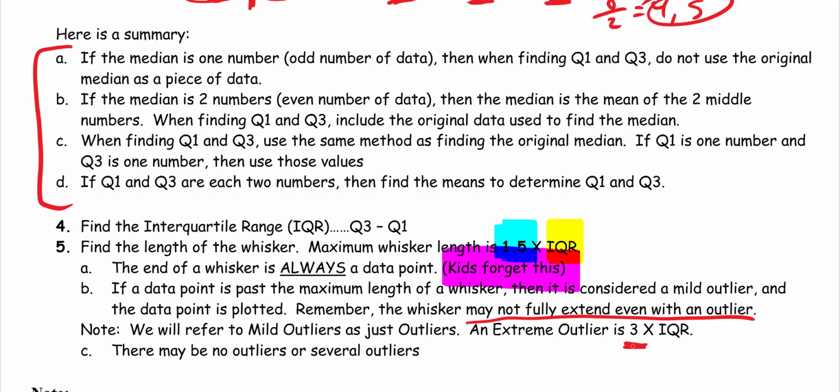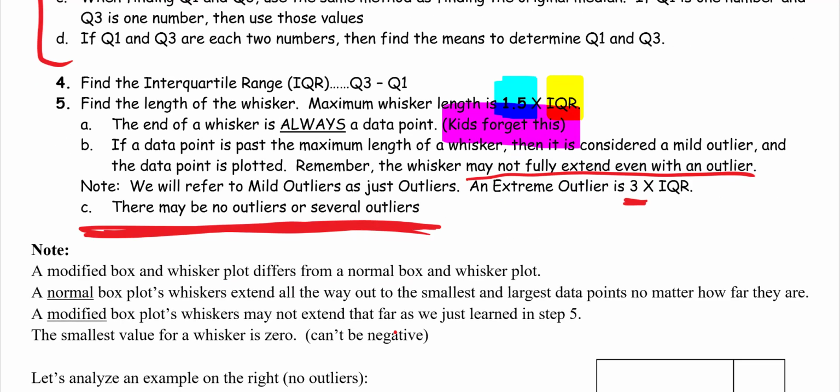Okay. So I even said here there may be no outliers or several outliers. All depends on the data. Like if you have a normal class with no really tall people, no really short people, no outliers. If you got a bunch of kids in the basketball team that are all 6'9", 6'10" in the class, then you got a bunch of outliers. Okay. So a couple things.